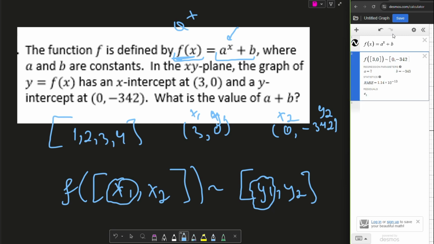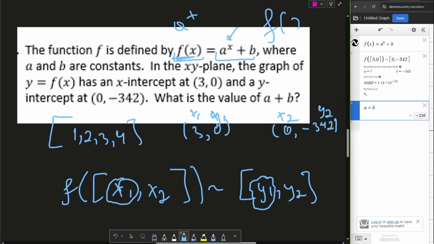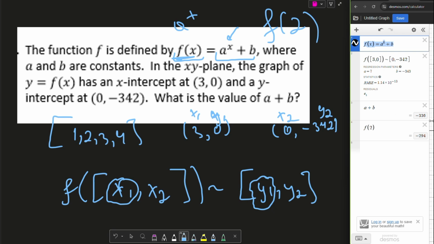It's a plus b. But you might be wondering, why this method? Why would you choose this method over the other one? For me personally, this method is way more convenient. What if you were asked, for example, what is the value of f of 2? You can just say f of 2 and it will give you the answer right away because we already have our own formula. But on the other hand, if we were to solve it using the table, things will be a little bit different.